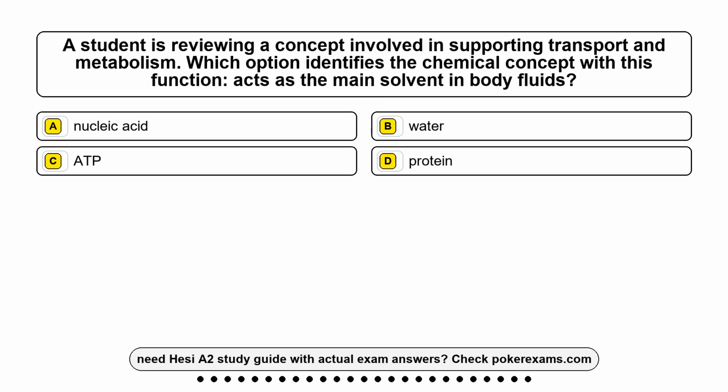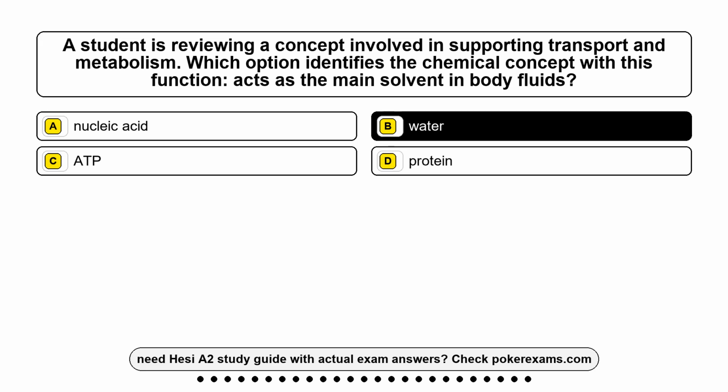Question 5. A student is reviewing a concept involved in supporting transport and metabolism. Which option identifies the chemical concept with this function: acts as the main solvent in body fluids? Option A, nucleic acid. Option B, water. Option C, ADP. Option D, protein. The correct answer is option B, water.